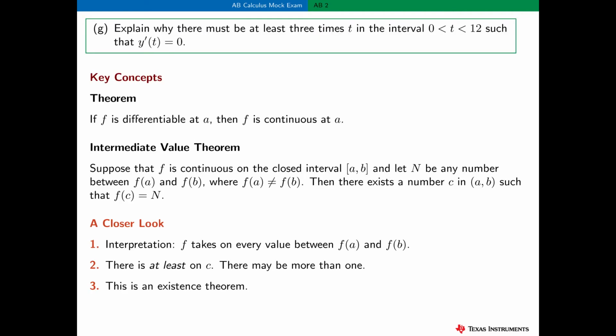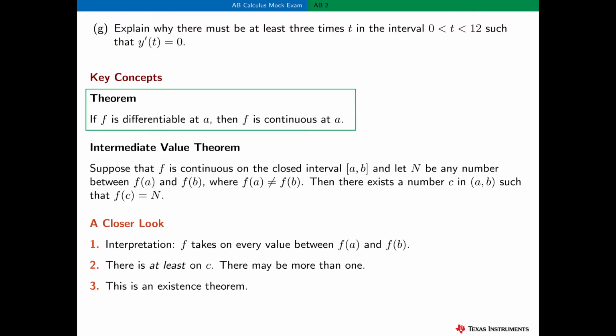In part G, we need to explain, or really justify, why there must be at least 3 times t in the interval 0 to 12, such that y prime of t is equal to 0. To solve this problem, we'll need to use this very important theorem that connects continuity and differentiability. It says that if f is differentiable at a, then f is continuous at a. So, in some sense, differentiability is a stronger property than continuity.